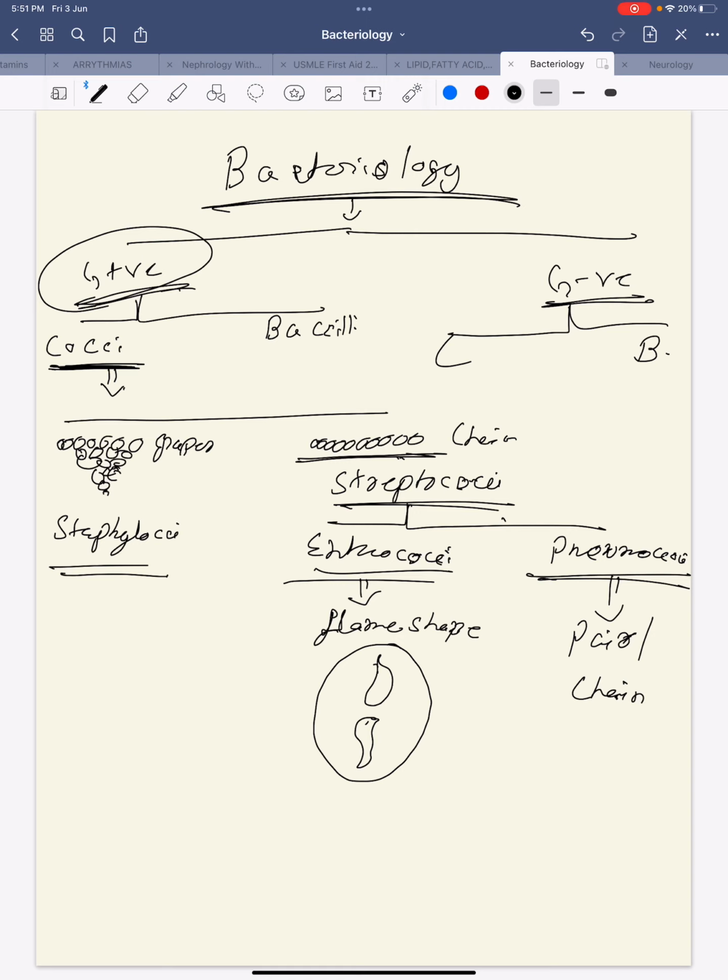So these are about cocci. Cocci is always less, on both sides. Gram negative also less, gram positive also less. But when we study separately, it will be very big. Now bacilli.